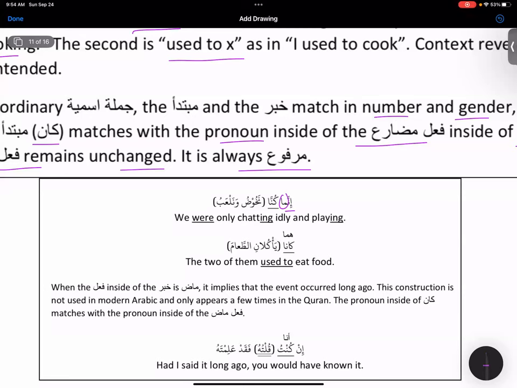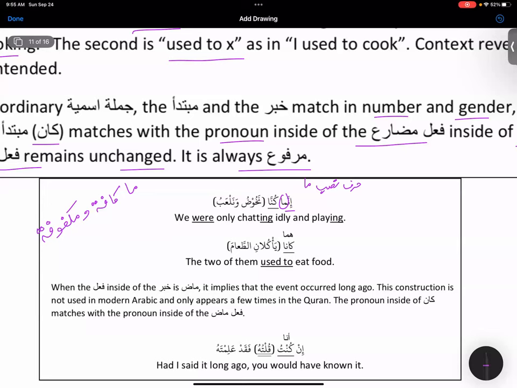Okay, so how do we translate ma then? I mean Arab, just nothing. We're gonna say inna harfu nasab. And ma is called ma kaffa wa makfufa. So you can remember the word kafi. What does kafi mean? Enough. Sufficient. So this ma is sufficient for this inna to do whatever.